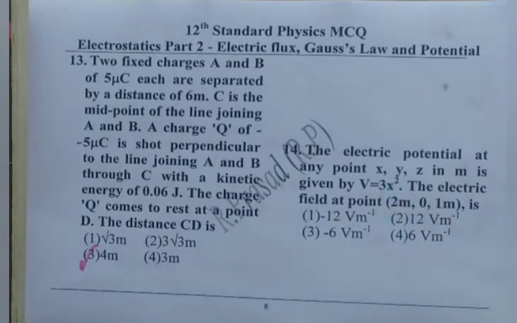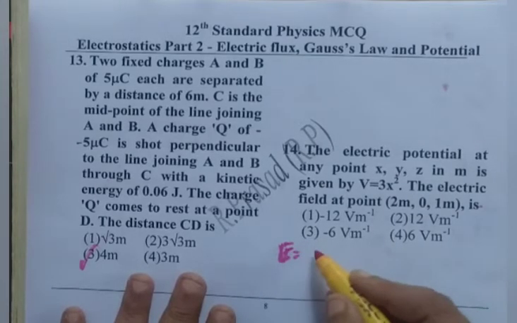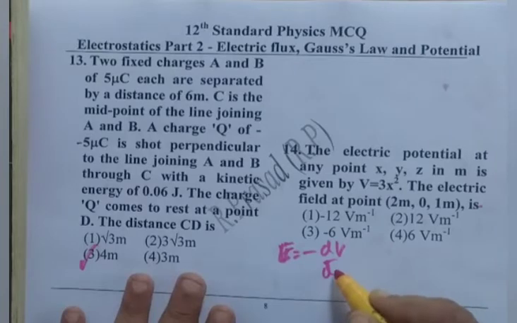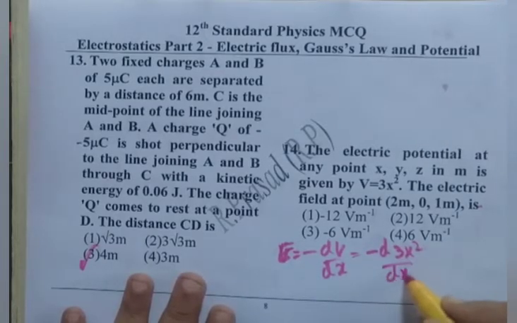14th, we read, the electric potential at any point x, y, z in meters is given by V equals 3x square. The electric potential at point (2 meter, 0, 1) is, say, here we take E, electric field E equals minus dV by dL. Here only x is given, so I take minus the differential of 3x square with respect to x, which is minus 6x after differentiating it.